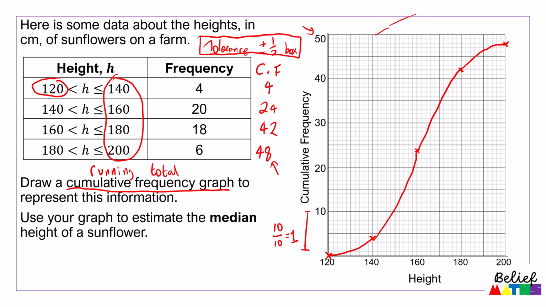Now we're asked to find the median. The median, remember, is halfway or the middle value. So there's 48 people in total. Half of that is 24. So we're looking for the 24th person.